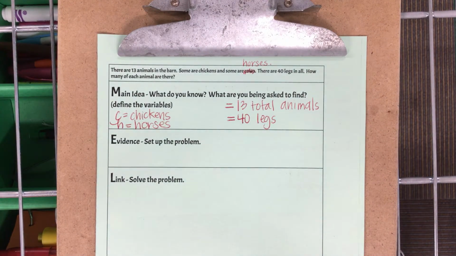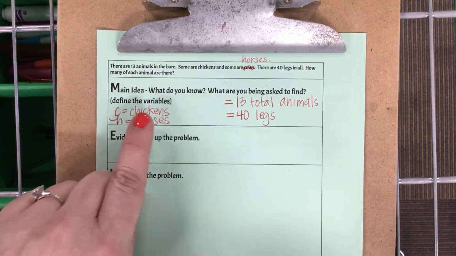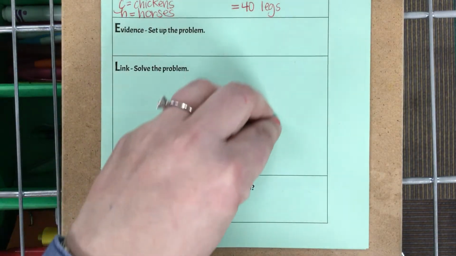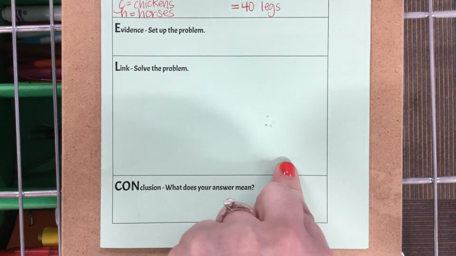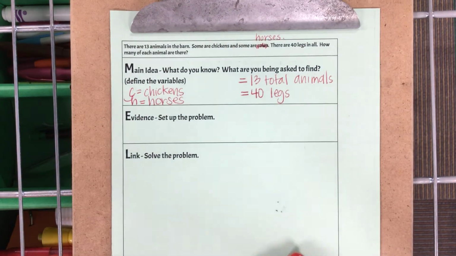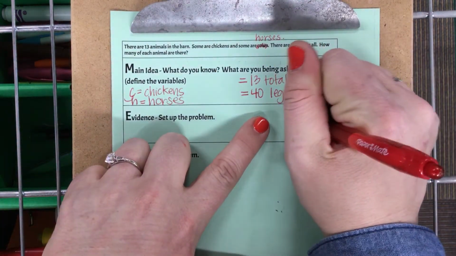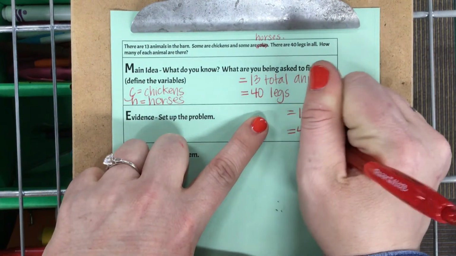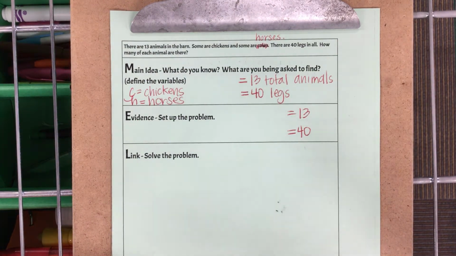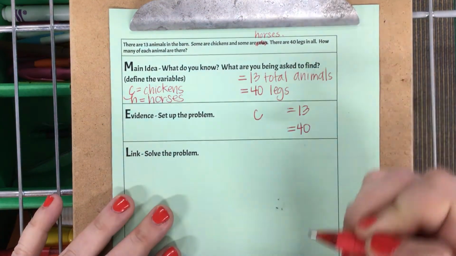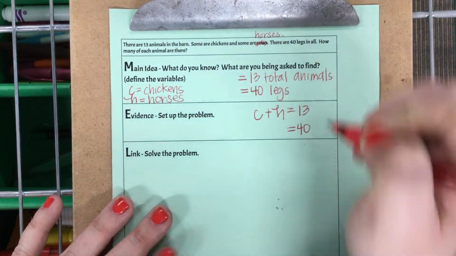Could you use X for chickens and Y for horses? Yes. But if you do that, you need to define it. You need to say, I'm using X equals chickens. Because when I get down here and do my math and you end up with X equals, you got to know what X means, right? Okay, so something's going to equal 13 and something's going to equal 40. Do you agree? How do you get 13? C plus H. The number of chickens plus the number of horses.